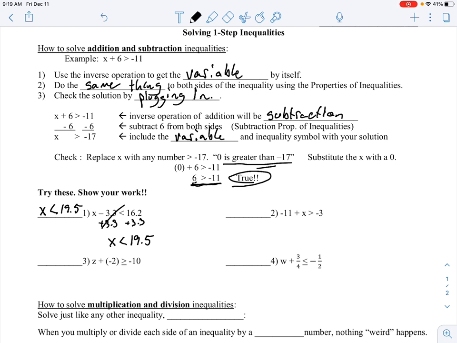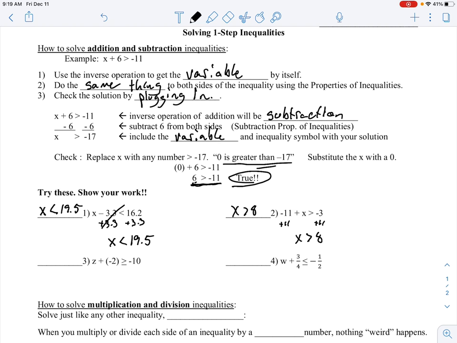All right, number 2 here, we're going to do the opposite of taking 11 away from our x. So we're going to add 11 to both sides, and x will be greater than negative 3 plus 11, which is 8. So x has to be bigger than 8 for this to work out. Once we get the hang of this, it's just like solving equations. We just have different symbols to represent our solution set.